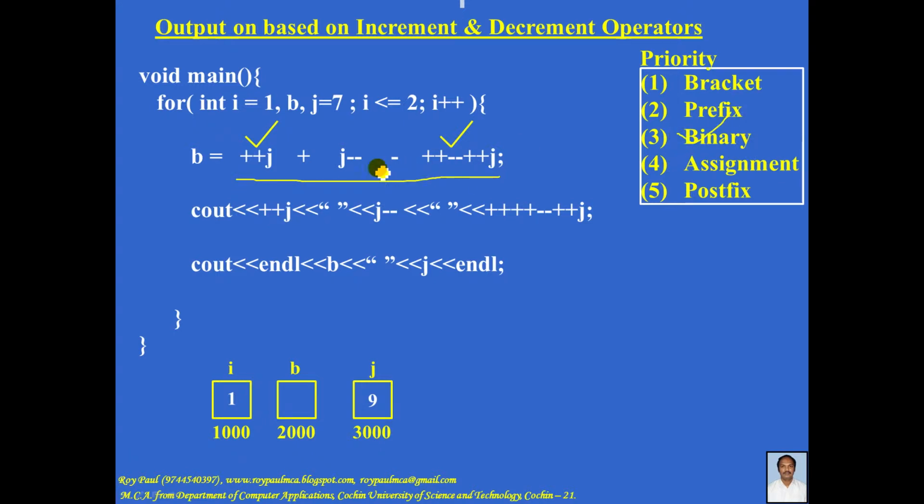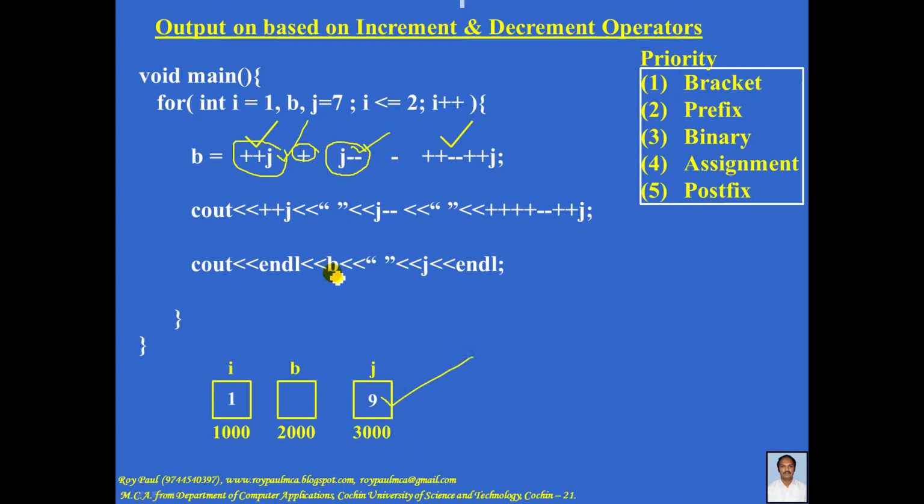After that binary. So this is binary, this is binary. And when you calculate the binary operator, the memory location on the left hand side should be added with the memory location on the right hand side. So at this point of time, no need to bother about this postfix because it will be calculated when its turn comes. So, in order to calculate the binary operator, variable on the left hand side, that is J, plus variable on the right hand side, that is J.